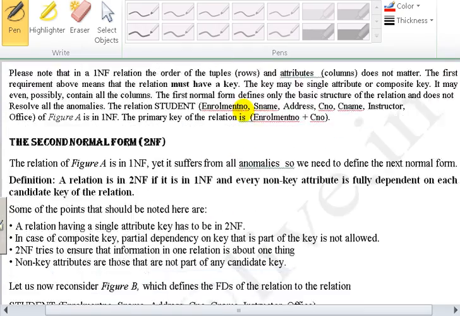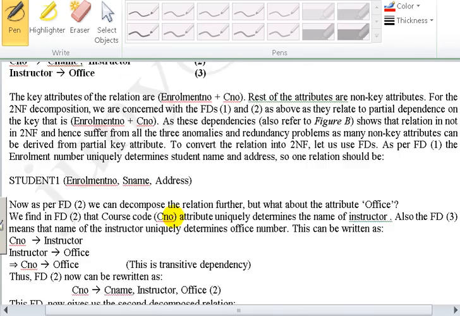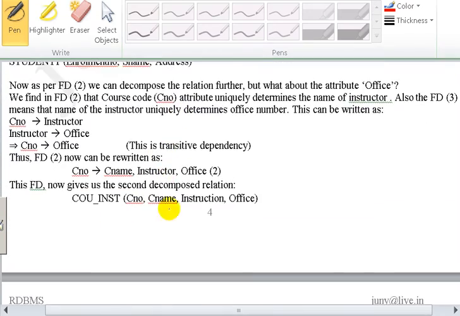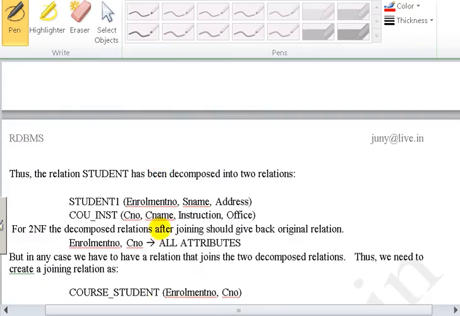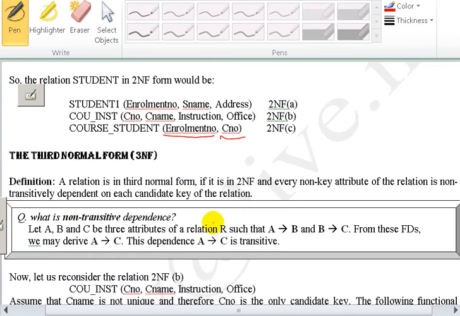So as you could see here, we are breaking it into three tables. One is student, which has student information. Second is course, which has course information. And the third has the information, as you could see here, about which student has enrolled for which course. Otherwise, that information will be lost.